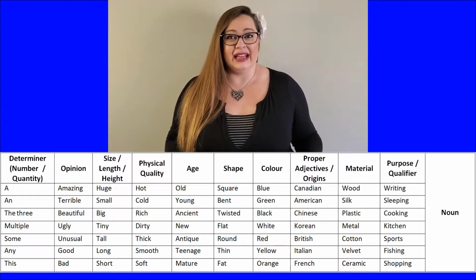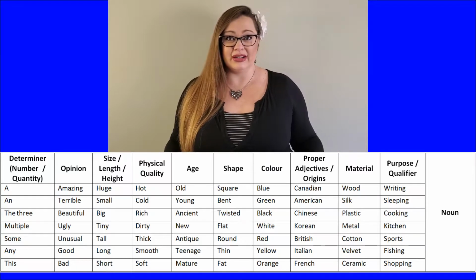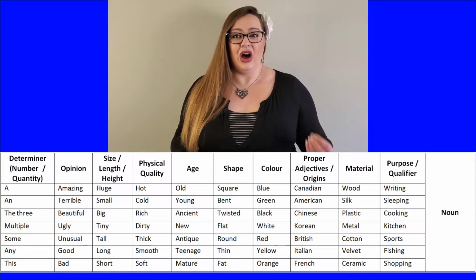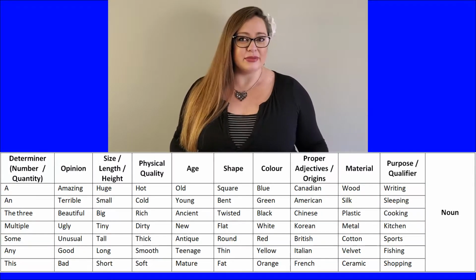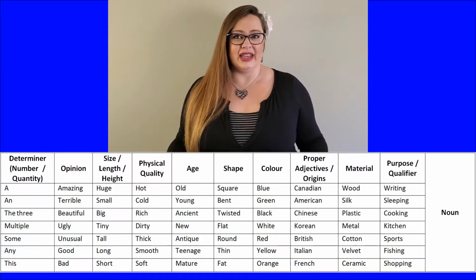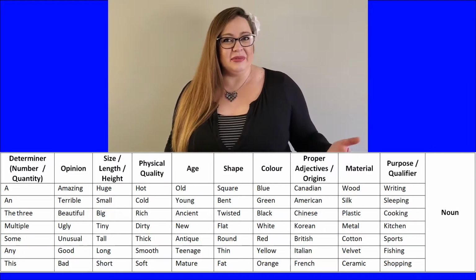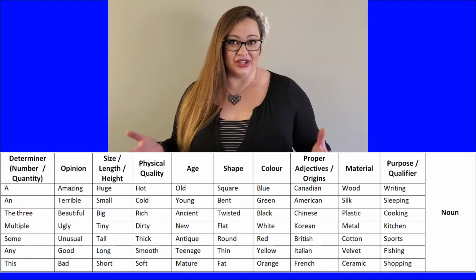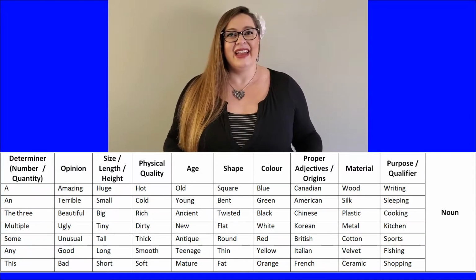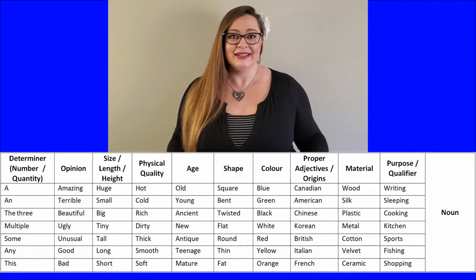Size or length or height can be words like huge, tiny, tall, or short. The physical quality, so things like hot, cold, thick, smooth, rough. Age are words like old, young, ancient, teenage, or mature. Shape can be the actual shapes, such as square, or it can be things like thin or fat or twisted. Color can be any color in English, like blue, black, or red.